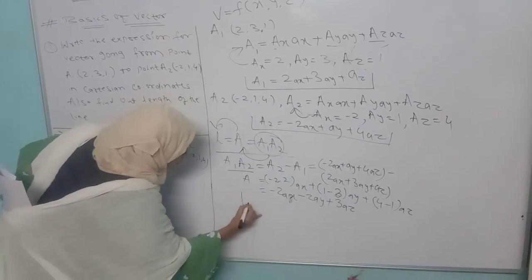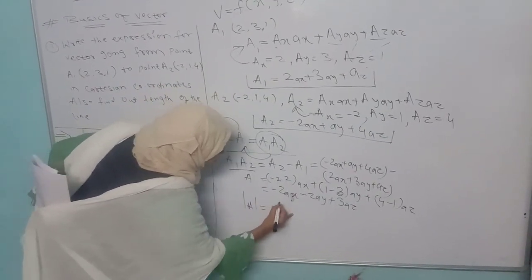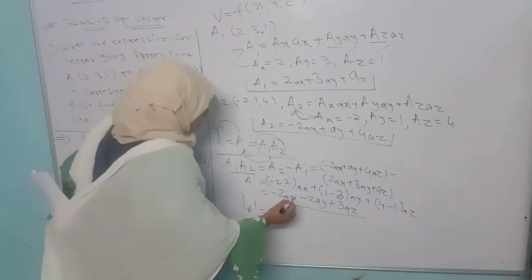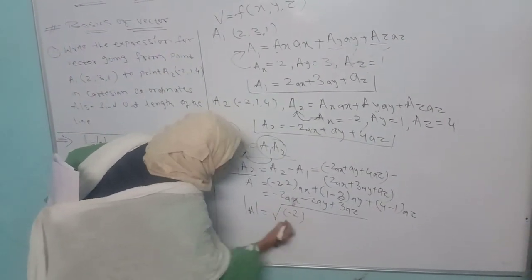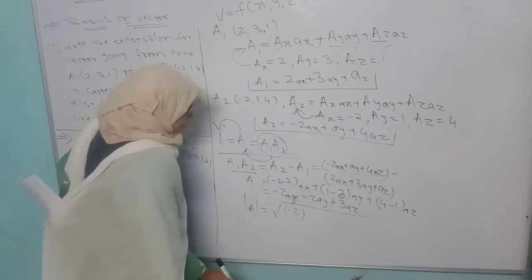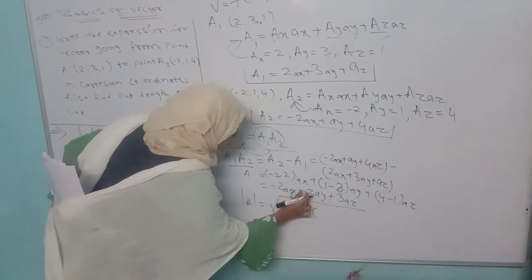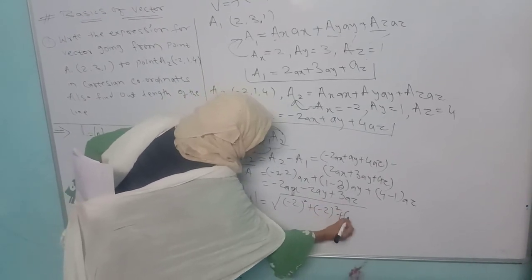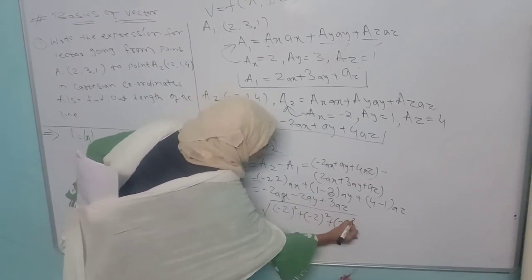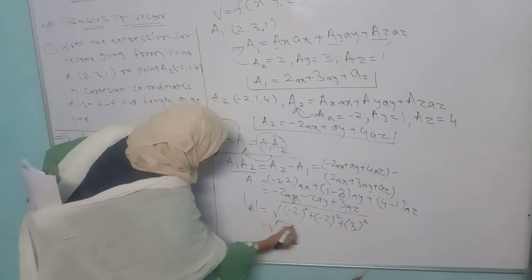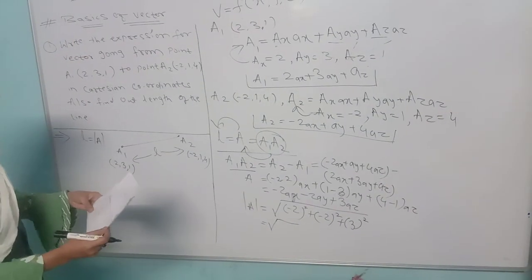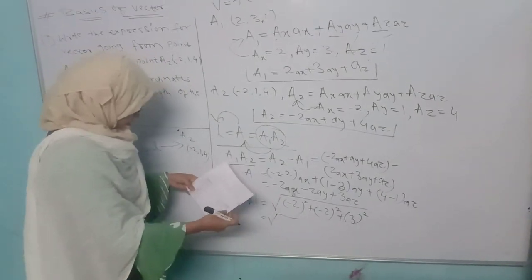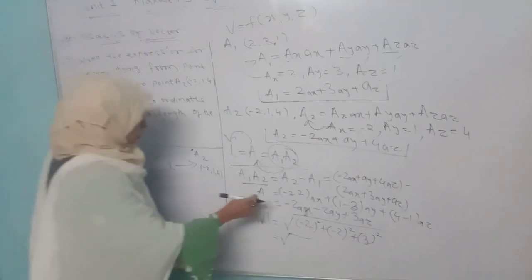So how can you calculate the magnitude? The magnitude will be the root of the first term squared. What is your first term? The first term is minus 4, plus the second term squared, minus 2, plus the third term squared. What is your third term? If you calculate this, you will get the value.